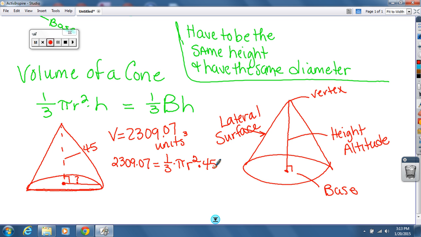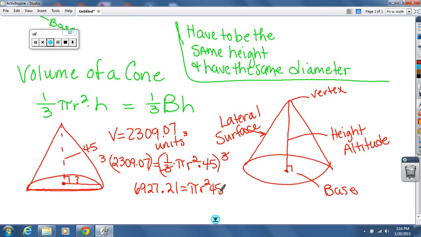So why don't I go ahead, everything's multiplied, so why not take 1/3 and multiply it by 45, just to kind of clean up or get rid of that 3. Or, let's do it another way. Let's multiply both sides by 3 and get rid of the denominator, okay? So what I've done is I've gotten rid of that 3 on the bottom. So we have 2309.07 times 3, which is 6927.21. 1 times pi is just pi, r squared times 45.